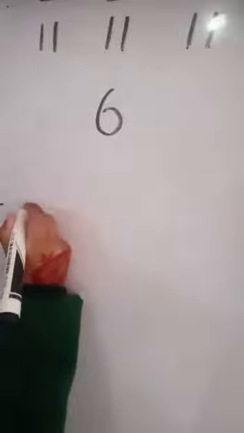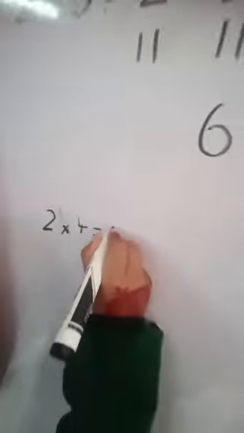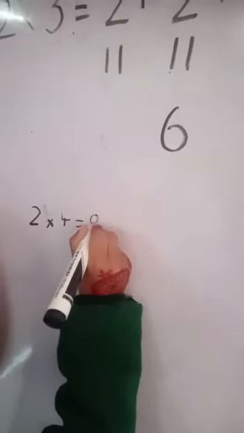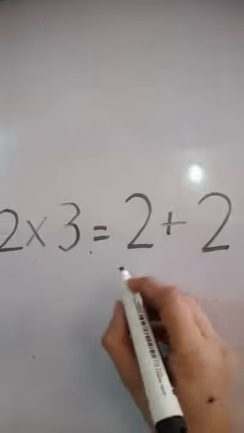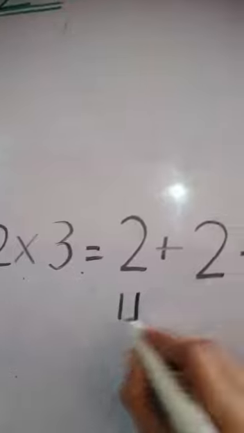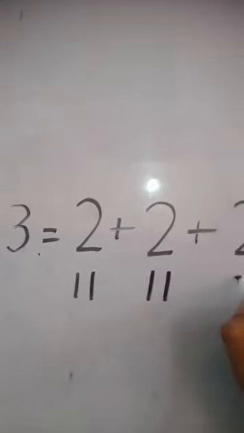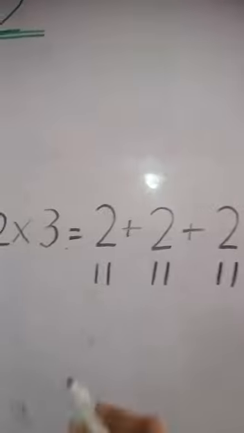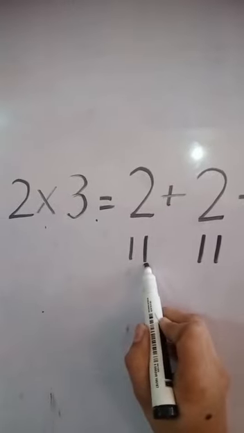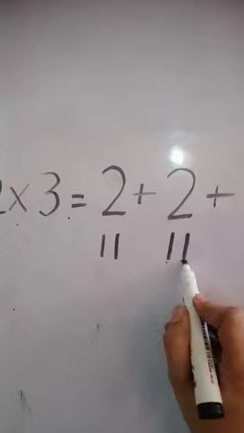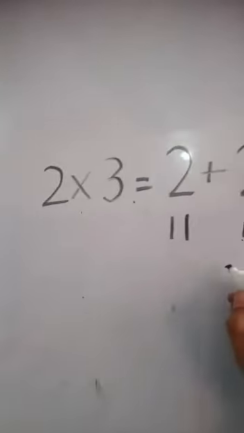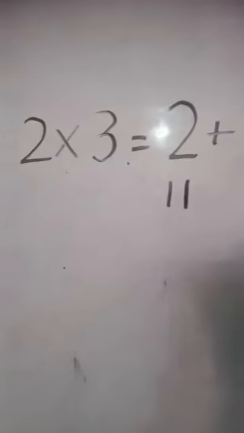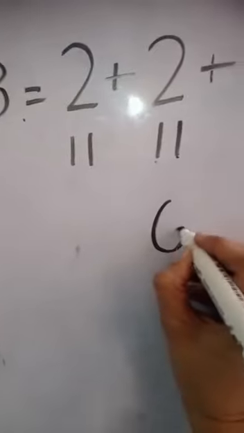2 fours are? 8. And in which sign? Equal. Okay. 2 fours are? 8. And it is number 1, 2, 1, 2. Okay. 1, 2, 3, 4, 5, 6. Now the answer is 2 threes are 6.